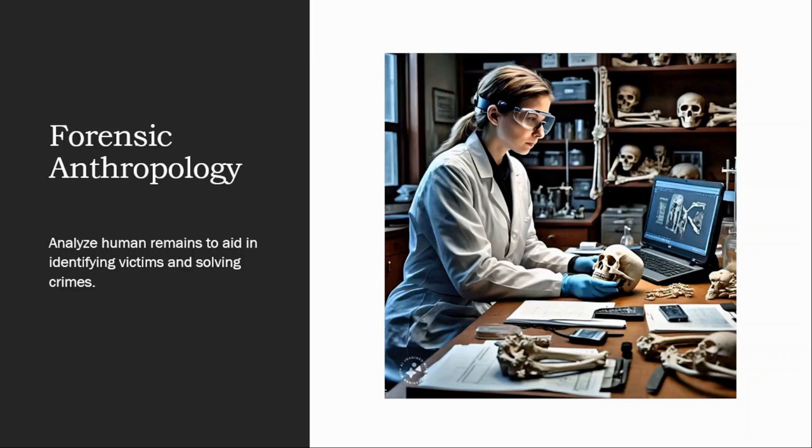Dr. Emily Craig identified one of the victims, 11-year-old Josephine Ontario, by analyzing her skeletal remains. Dr. Craig determined Josephine's age, sex, and ancestry, leading to the breakthrough in the case. And the case was solved, the suspect was arrested, and finally punishment was given to the suspect on the basis of forensic anthropology.